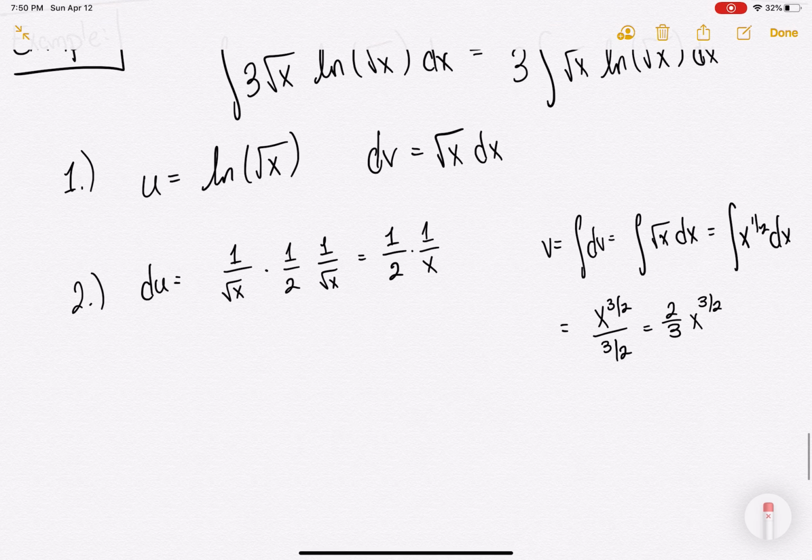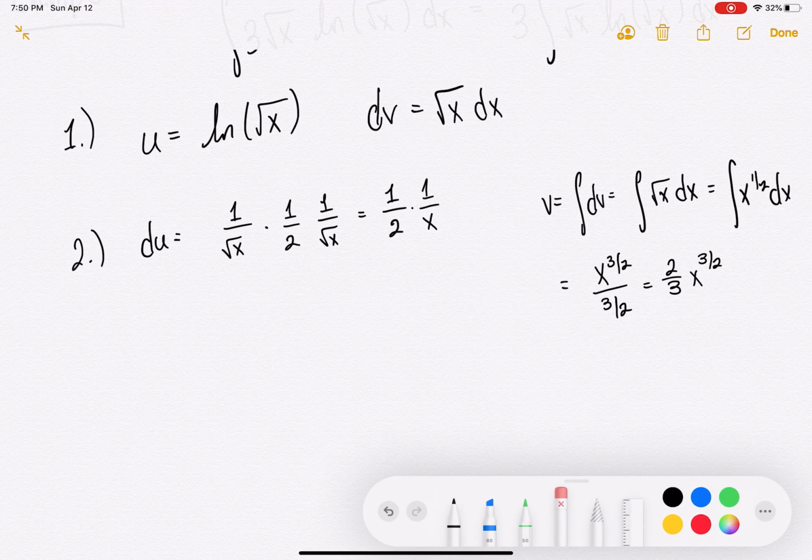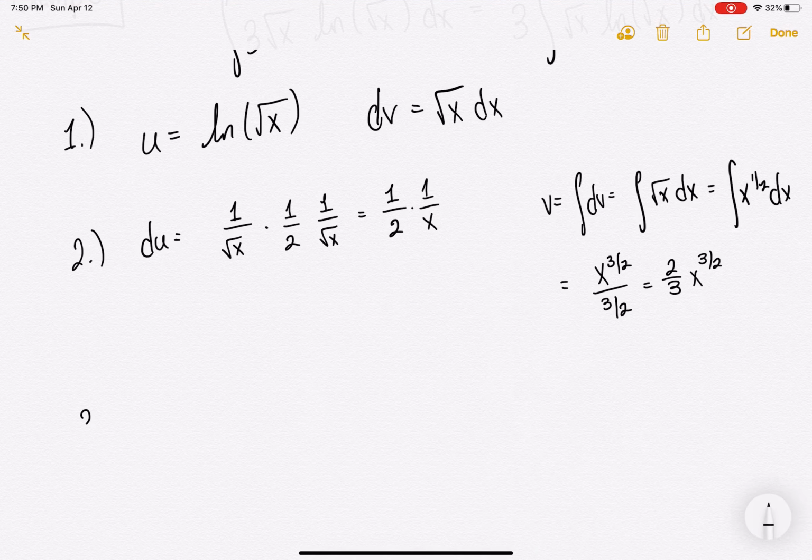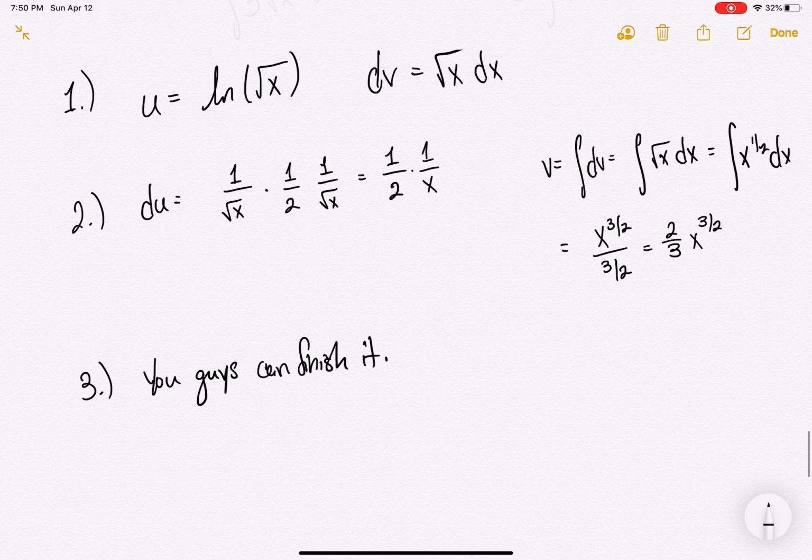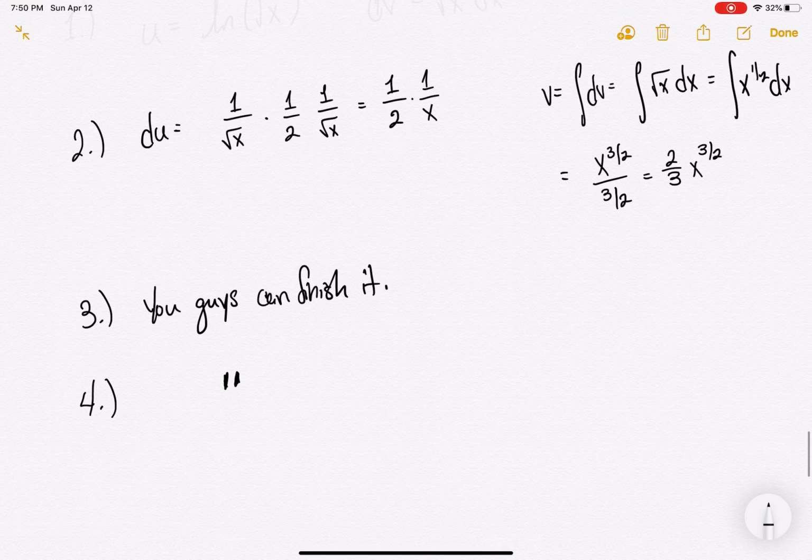Okay, so then step 3, you know what? I don't think I'm going to finish this one for you guys. I believe you guys can finish this one. I'm 100% certain you guys can finish this one. Step 3 and 4, you guys finish it. I just want to get you started on those so that you didn't freak out and I didn't get a bunch of questions.